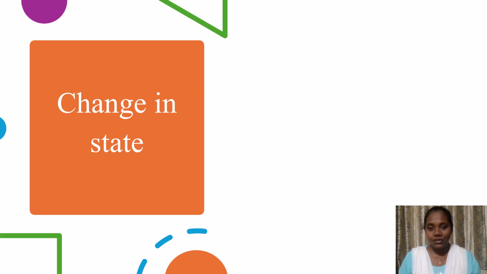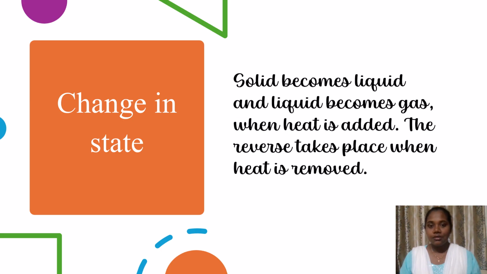Now let's see change in state. Solid becomes liquid and liquid becomes gas when heat is added. The reverse takes place when the heat is removed. The best and most common example is ice. When you remove the ice from the freezer, due to the heat of the surrounding atmosphere, the solid becomes a liquid and then the liquid becomes gas. But when you remove the heat, the reverse takes place. That is, the gas becomes a liquid and the liquid becomes solid.